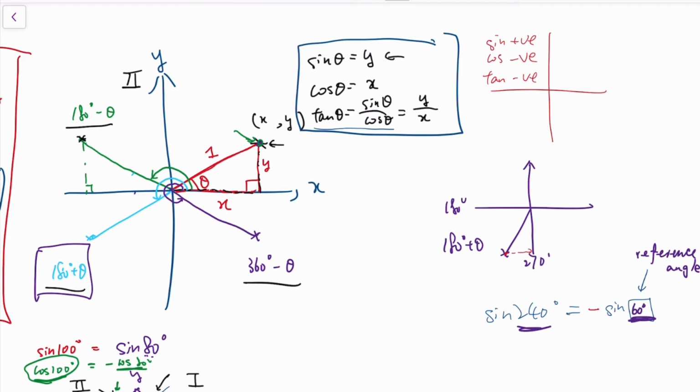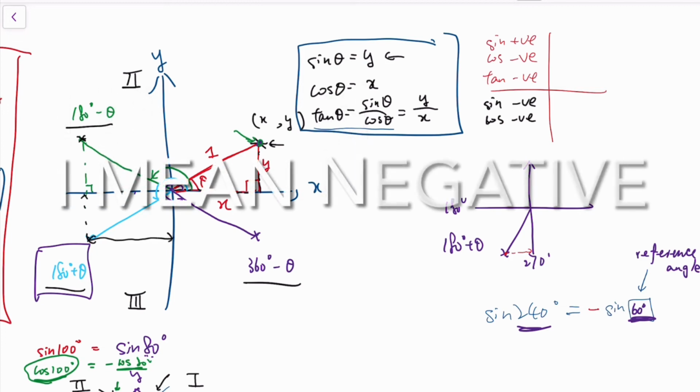And then quadrant 3. For quadrant 3, the y coordinate is negative, so sine is negative. Cosine is the x coordinate, that's also negative, because it's here. So here it's negative, and this is positive.